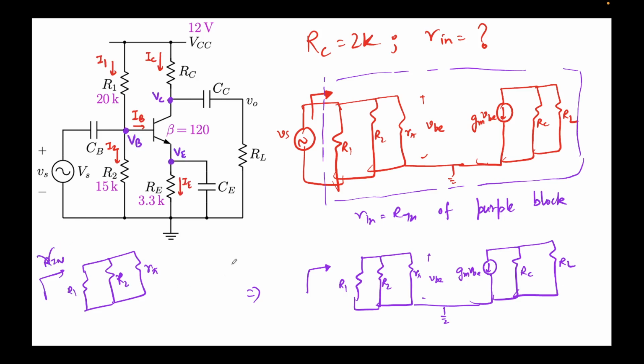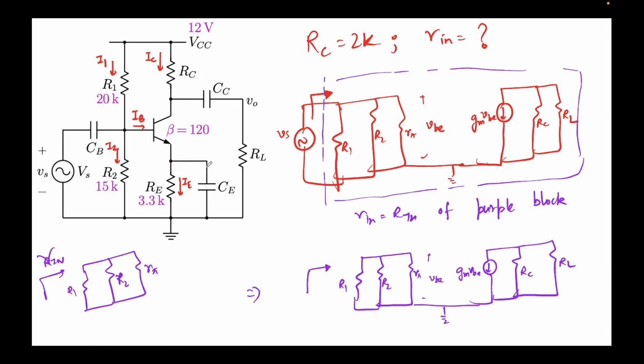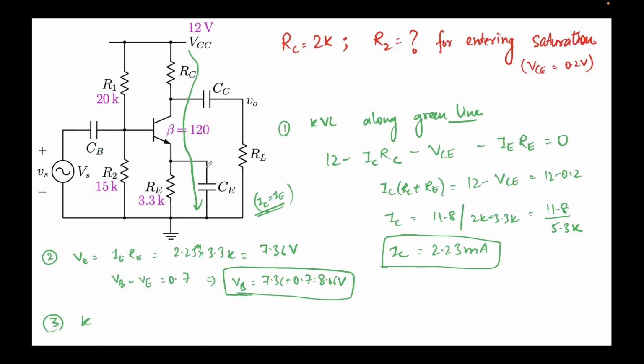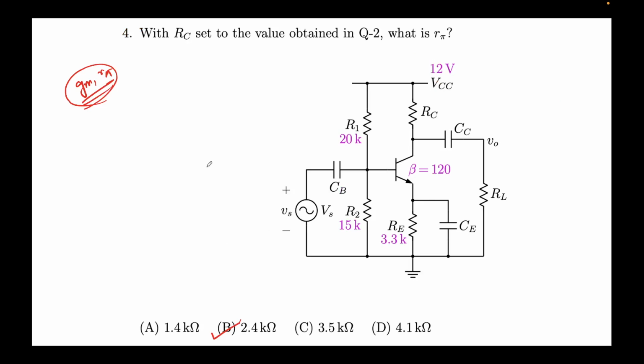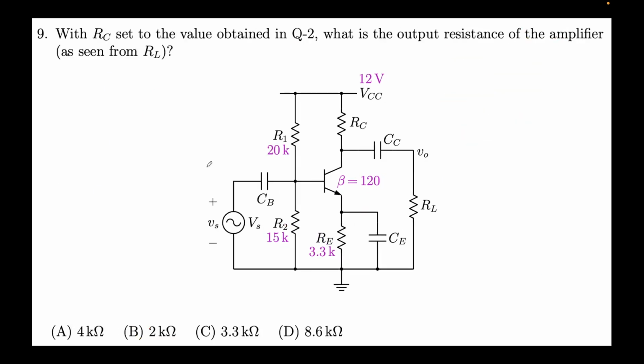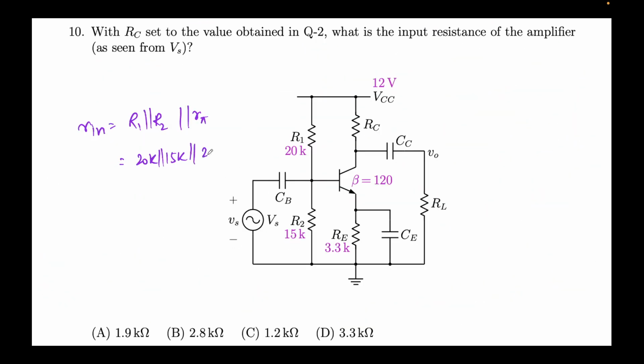So we'll say rn equals R1 parallel R2 parallel R pi. R1 is 20k, R2 is 15k, and R pi we have to check what is the value we have obtained. One second. R pi was 2.4k. Okay, so R pi is 2.4k.